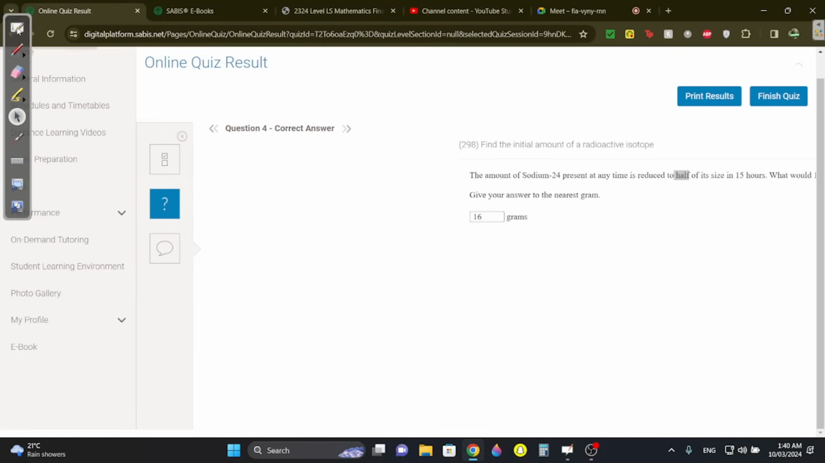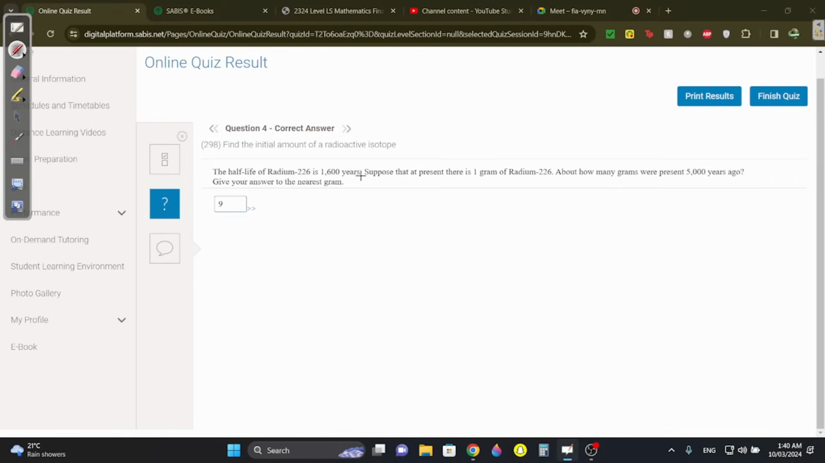Question 4. What is the formula, honestly? The half-life of radium is 1600 years. Suppose that at present there's 1 gram of radium 226. About how many grams were present about 5000 years ago? Again, we need the rate. Always need the rate. The rate in this case is going to be ln, and since we're saying half-life, ln half over minus t, so minus 1600.